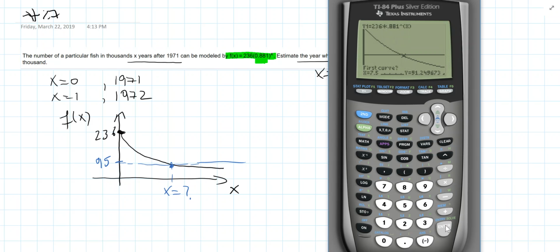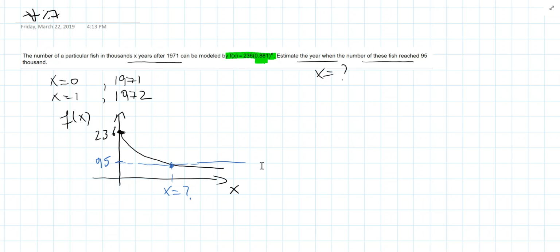first curve, it's on the exponential highlighted right there, so I hit enter, I agree, and then the second, the cursor moves on the horizontal line, I press enter again, and then I press another enter. And this is going to give me that the intersection point is 7.18. So after 7.18 years, the population of fish reaches 95,000. So this should be the answer, 7.18. So we have found that x equals 7.18.